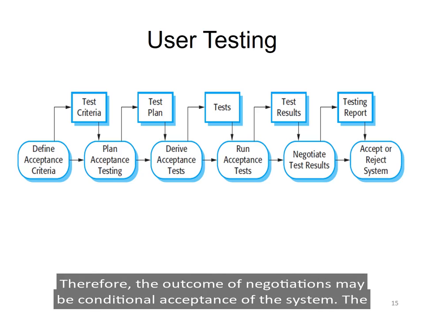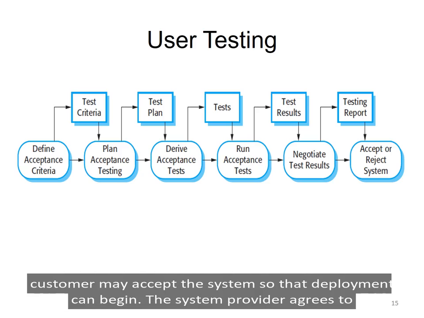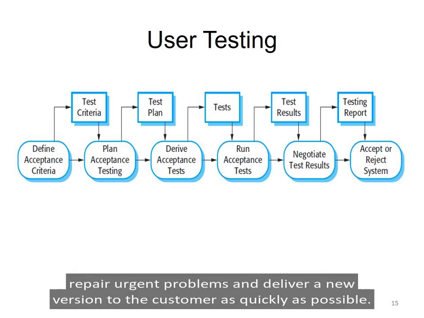Therefore, the outcome of negotiations may be conditional acceptance of the system. The customer may accept the system so that the deployment can begin. The system provider agrees to repair urgent problems and deliver a new version to the customer as quickly as possible.